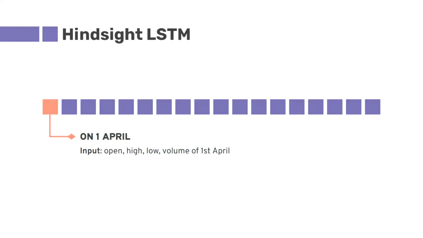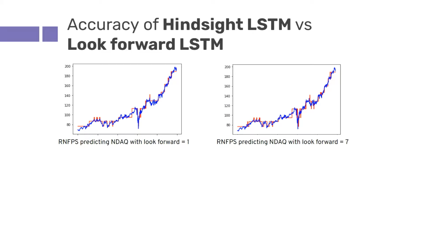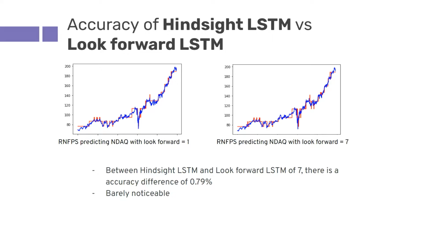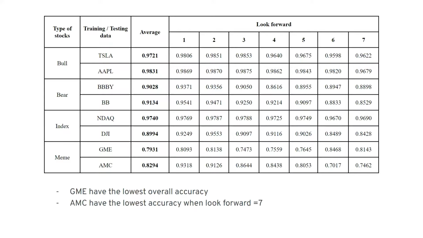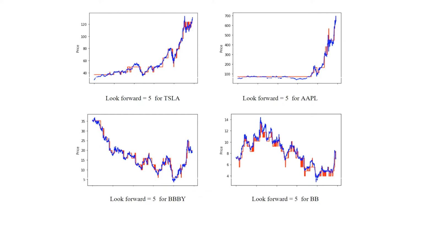Hindsight LSTM is only able to predict the closing price of the day that it is reading, while Look Forward LSTM aims to predict the closing price of the future with the current knowledge. The difference in accuracy is barely noticeable. Most of them have pretty good accuracy of about 90%. These are some examples of how the prediction looks when the look forward is equal to 5.